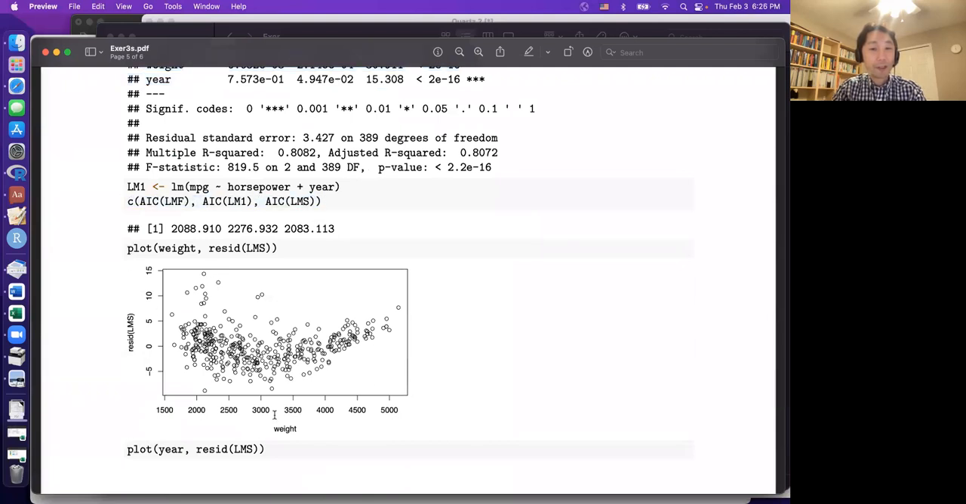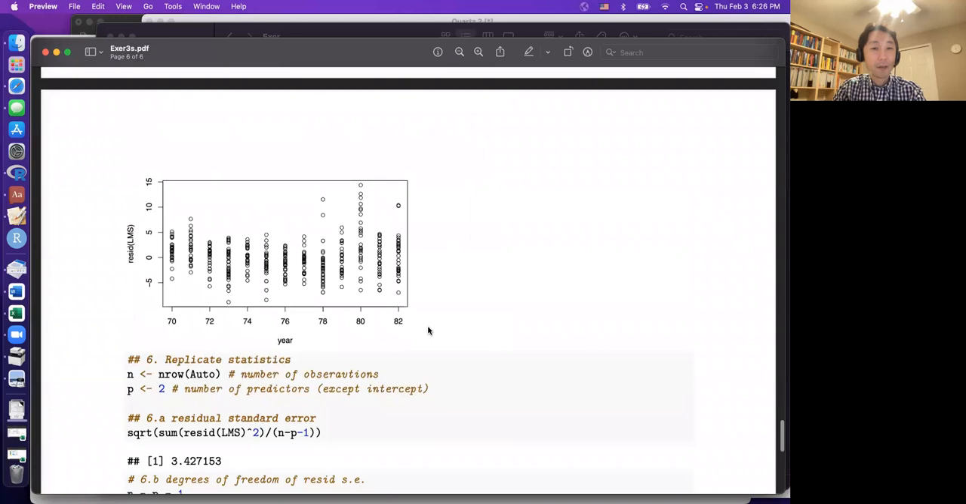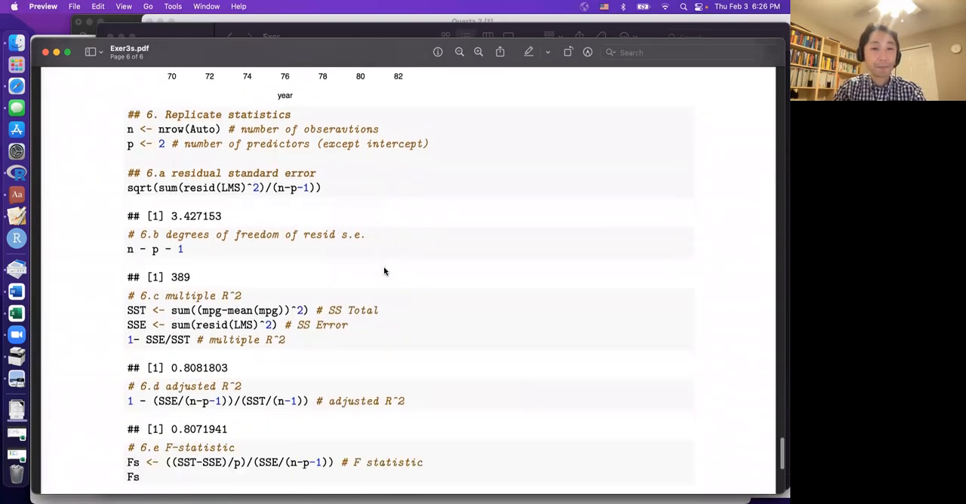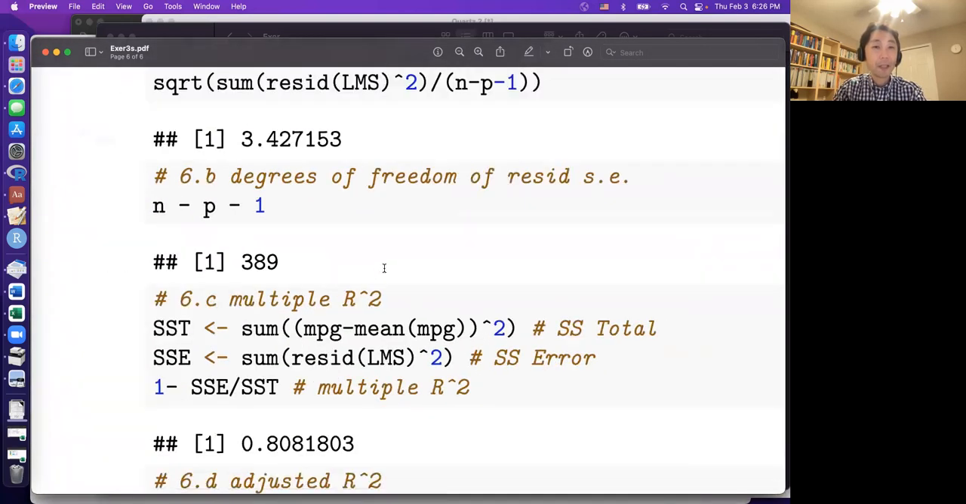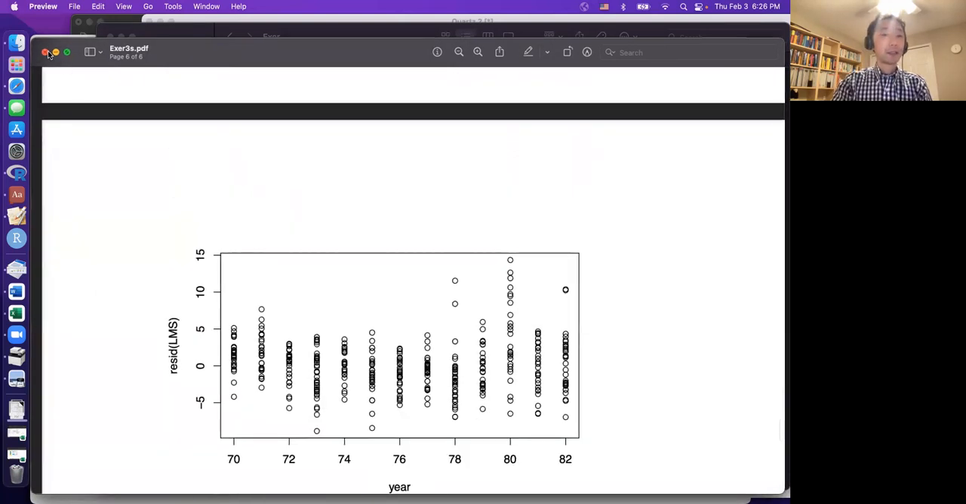But when we look at the residual plot, obviously we have some curvature, U-shaped curvature. That means the weight square is a useful variable to explain this. For year and residual, maybe we don't have much tendency, and so on. So that's exercise 3.